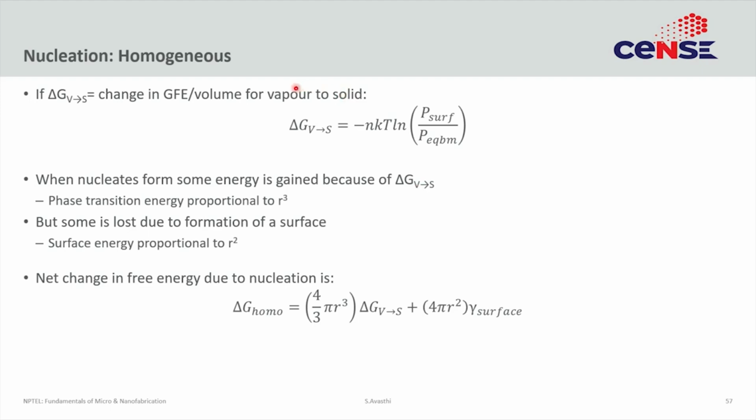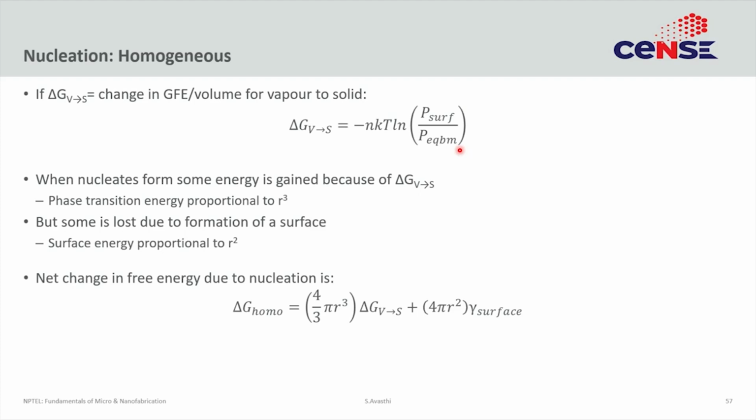Now, the Gibbs free energy associated with this transition is given by this, which is simply the logarithm of the difference in pressure. So, when the P surface is equal to P equilibrium, then of course the system is at equilibrium, delta G is 0, but as the partial pressure on the surface increases, then this whole equation becomes more and more negative. So, there is more and more driving force towards nucleation.